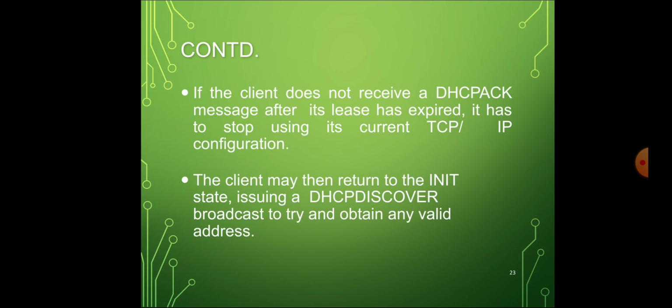If the client does not receive the DHCP ACK message after the lease has expired, it has to stop using the current TCP/IP configuration. It sends the DHCP request, but does not receive any DHCP ACK response from any server. Then it has to release that IP address and stop using it. The client may then return to the initialized state, and again it has to send the DHCP discover message.